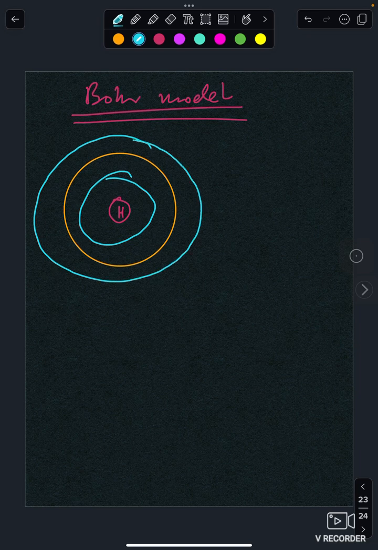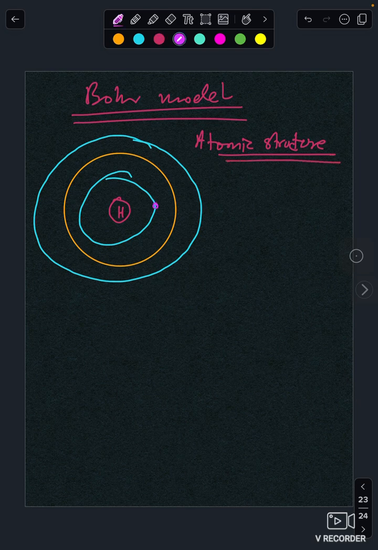Okay, now we will assume that this is hydrogen's atomic structure, and it has an electron, which is 1, of course. And now there's something known as hydrogen spectra. Okay, hydrogen spectra.